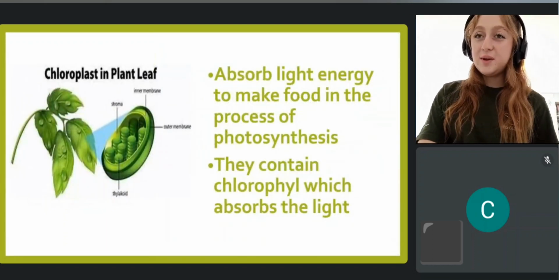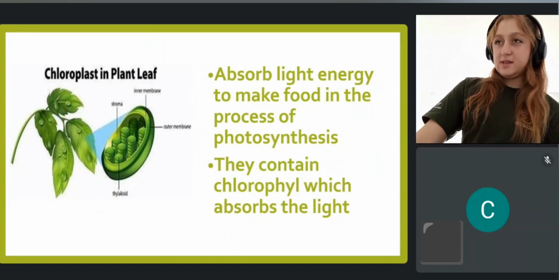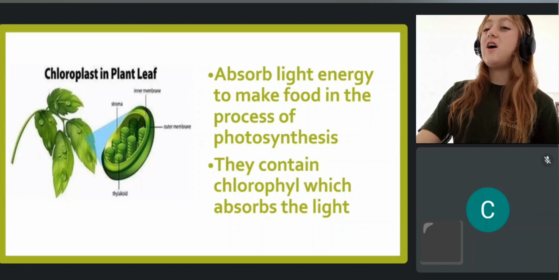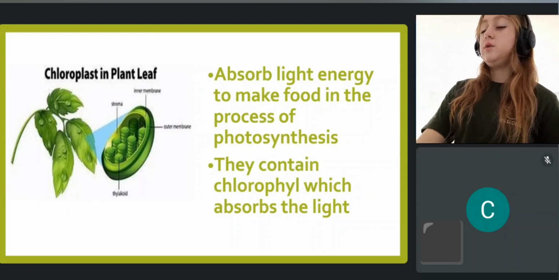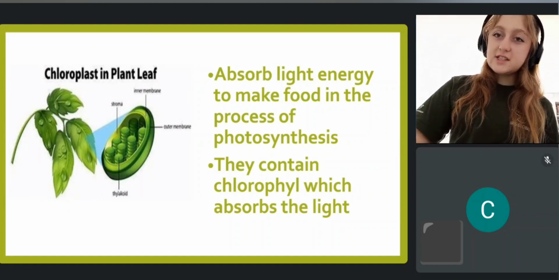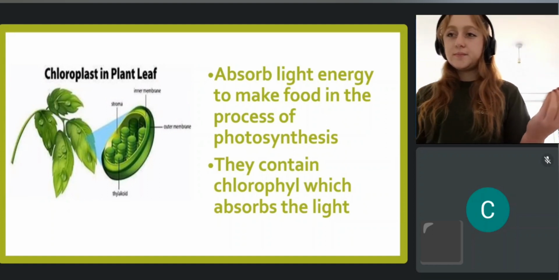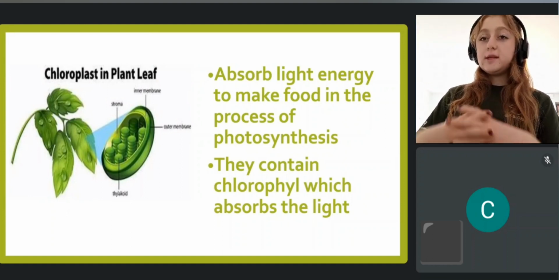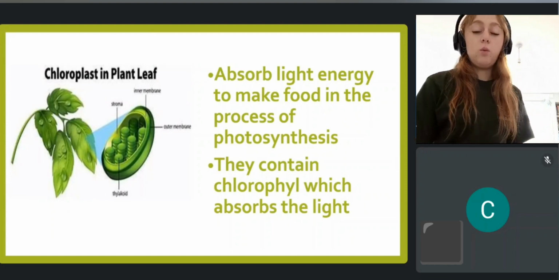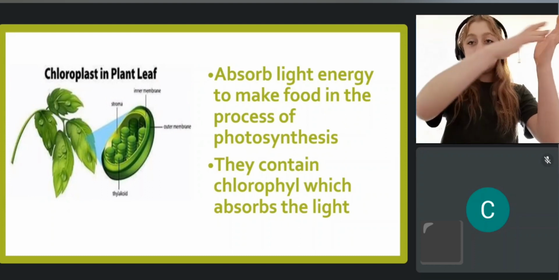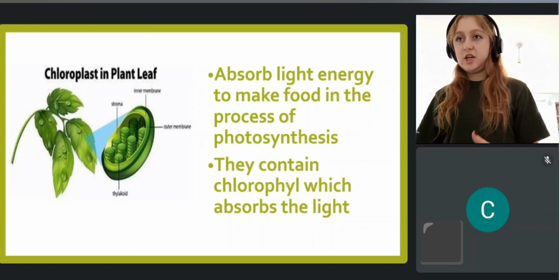And last but very not least, we have the chloroplasts in plant cells. Chloroplasts are essential for all plant cells to do photosynthesis, which is the process of turning light into food. So humans, we eat food and then we use our energy, whereas plants use light to make their food, and then that food that they've made, they can turn into energy.